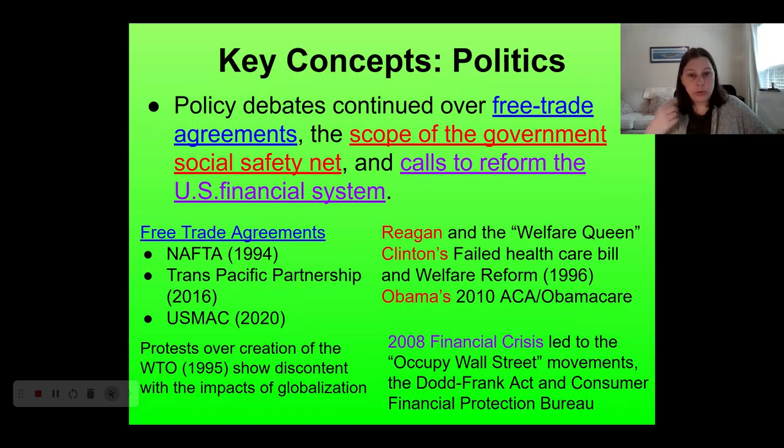Another big addition to the government social safety net debate is the debate over healthcare, which the Clinton administration tries to pass and then fails, and then we get the successful, although very controversial, law usually called Obamacare, but the correct name is the Affordable Care Act, that introduces Obamacare to the United States. So those are good examples of, again, social safety net debates.